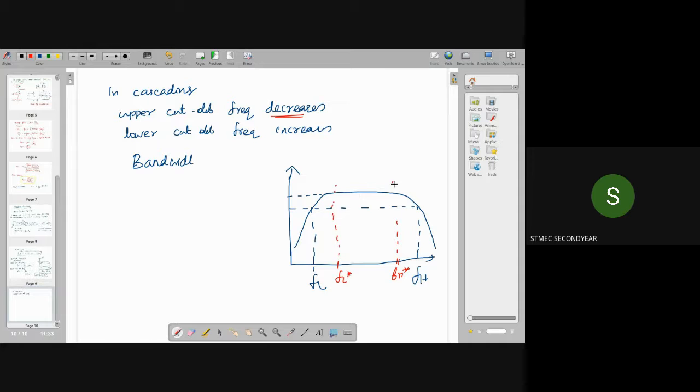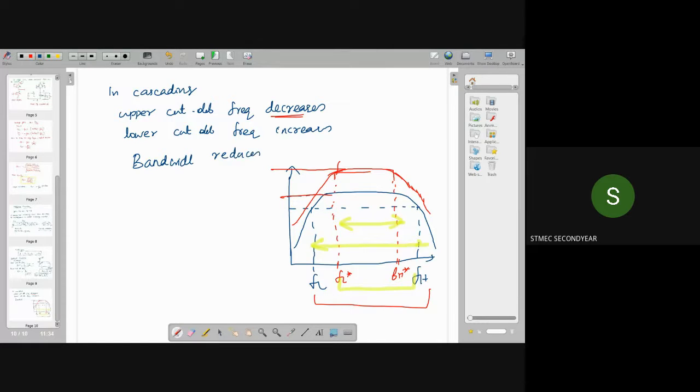Here one more thing we can say: in multi-staging the gain increases but our bandwidth decreases. The graph will look almost like this. After using multi-stage, the gain improves, because the maximum gain is here. But our bandwidth, which was initially this bandwidth, now reduces. Initially the bandwidth was this; now this bandwidth reduces.